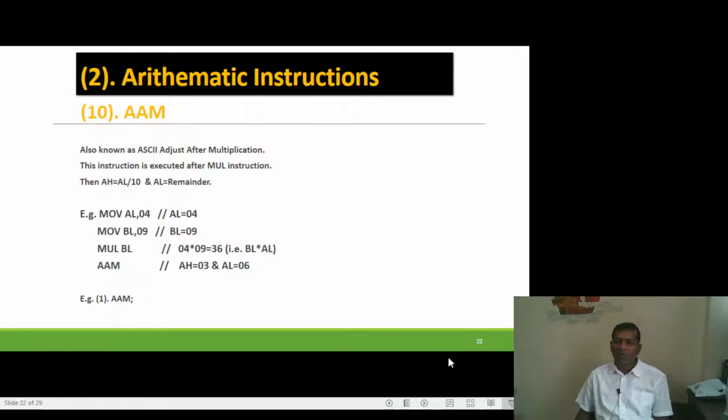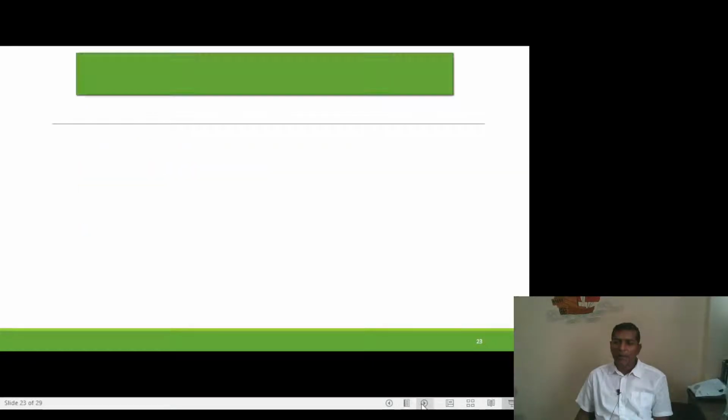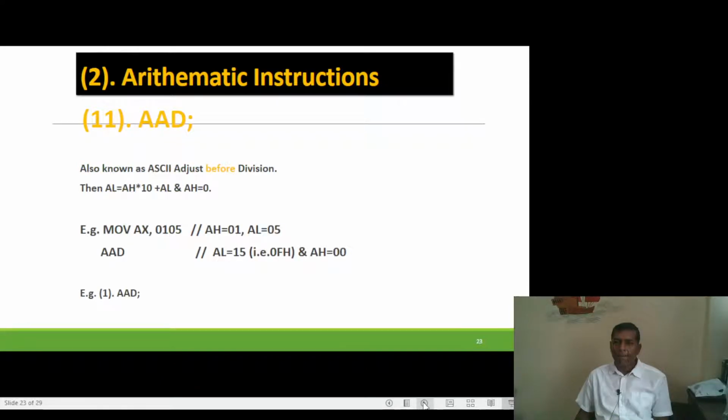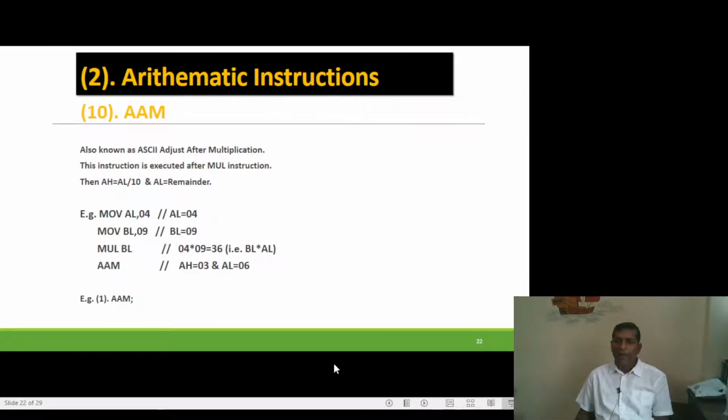But after execution of the AAM instruction, the result will be adjusted to ASCII.